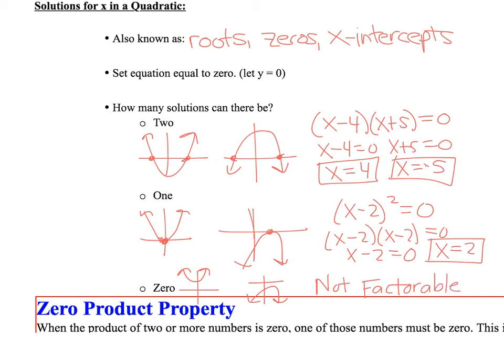So when we solve linear equations, you either get one solution, infinitely many, or no solution. But with quadratics, you're either going to get 2 solutions, one solution, or no solutions at all.